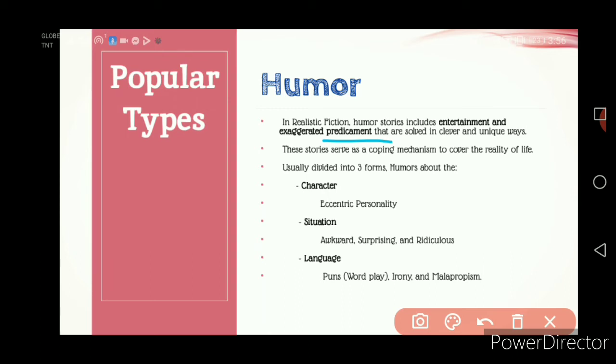The characters in humor stories have eccentric personalities or strange behavior. This is what makes the protagonist stand out. The situation of the protagonist can be awkward, surprising, or ridiculous, which can make people laugh. And lastly, the language. Sometimes in the sentences of the story, the author uses puns or wordplay, irony, and malapropism.